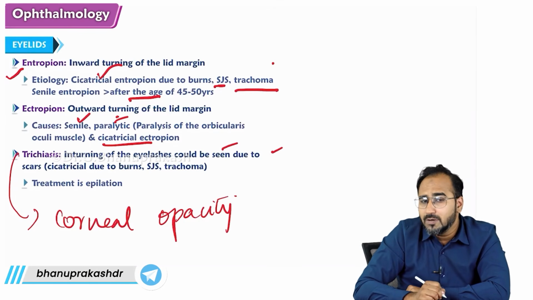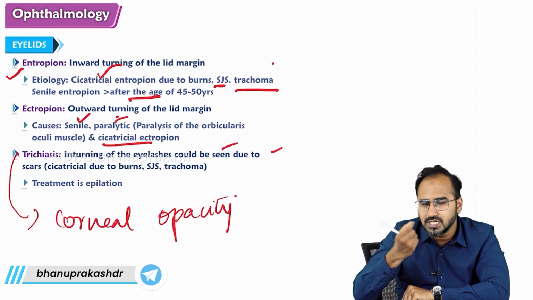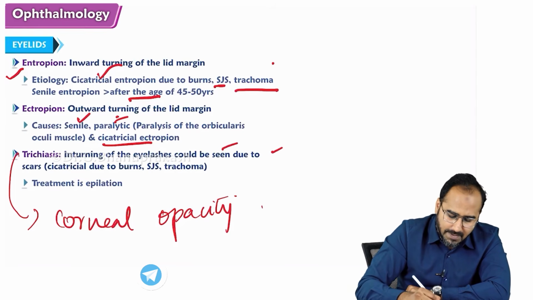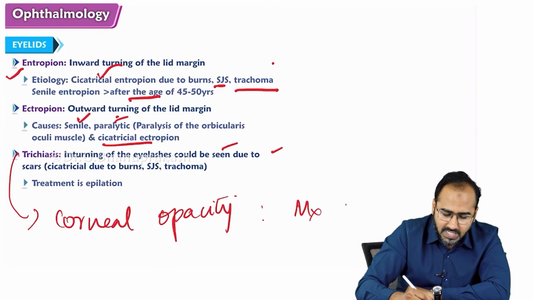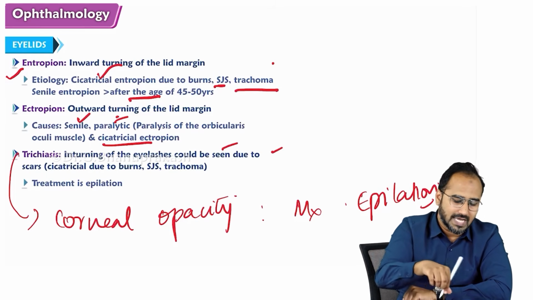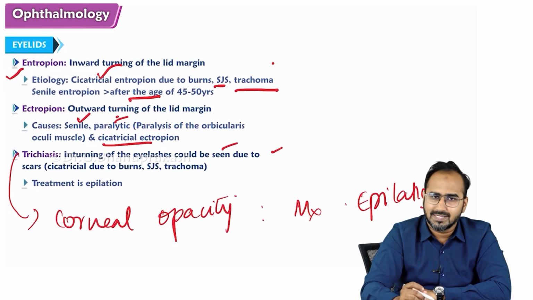opacity. And how will you manage trichiasis? If there is in-turning of the eyelashes, just pluck the eyelashes out. The management of trichiasis is epilation. Management is what, guys? Epilation. That's regarding trichiasis and eyelids. Okay, guys, thank you.